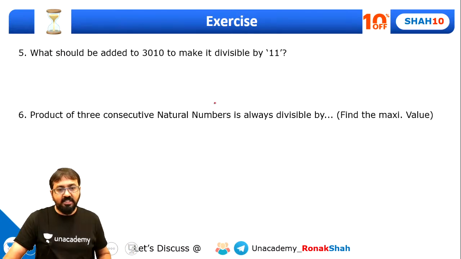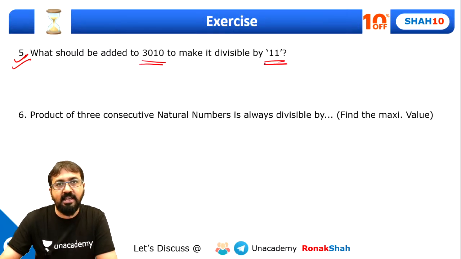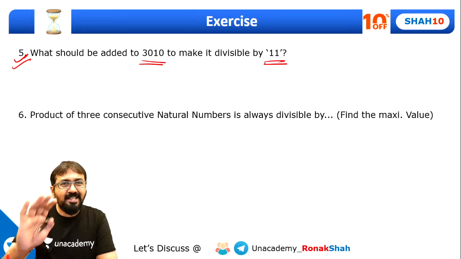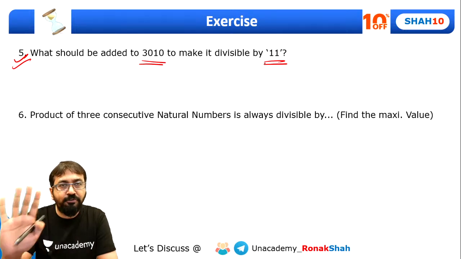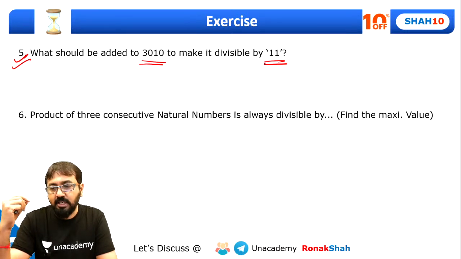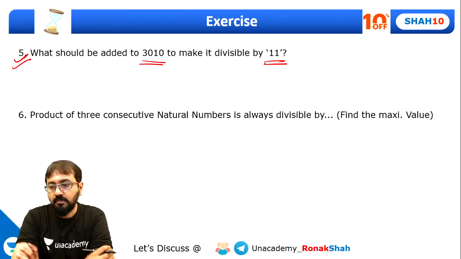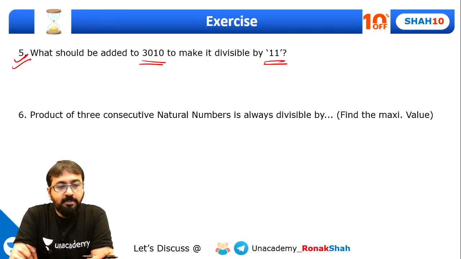चलो, let's go ahead with the next question. Guys, please try for this fifth question. What should be added to 3010 to make it divisible by 11? We are taking some basic questions. So for the next 4-5 minutes, we'll take up some basic questions. Once those concepts are clear, then we'll take up some really good questions. So what should be added to 3010 to make it divisible by 11?